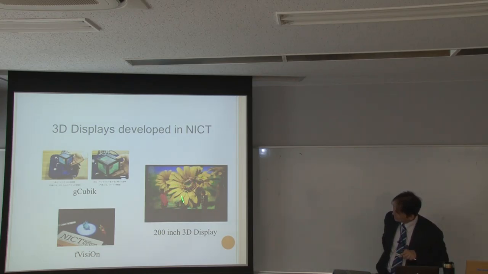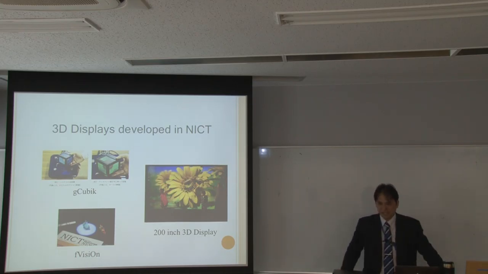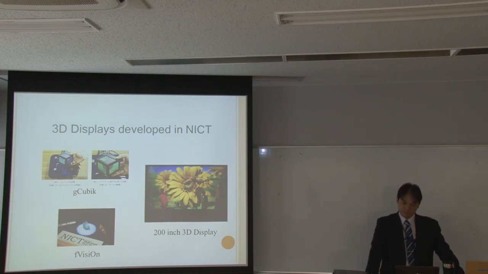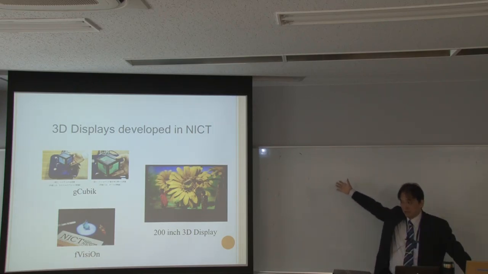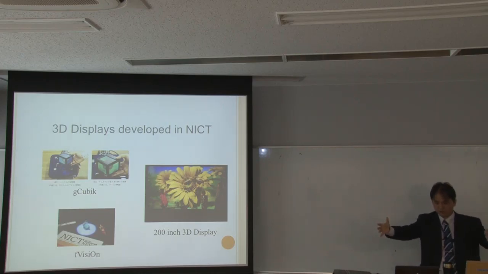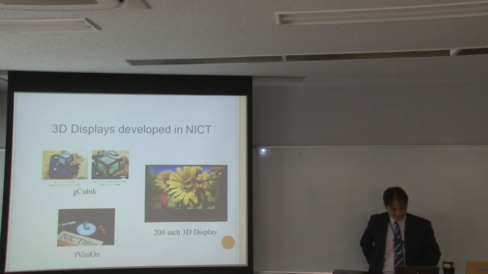And this is a 200-inch 3D display. It was displayed in Umekita, Osaka Station, Shin Osaka Station. But it was closed last November. 200 inches, very big, very big. And 200 projectors are behind this screen, so you can see 200 views at once. This is one example of a display.